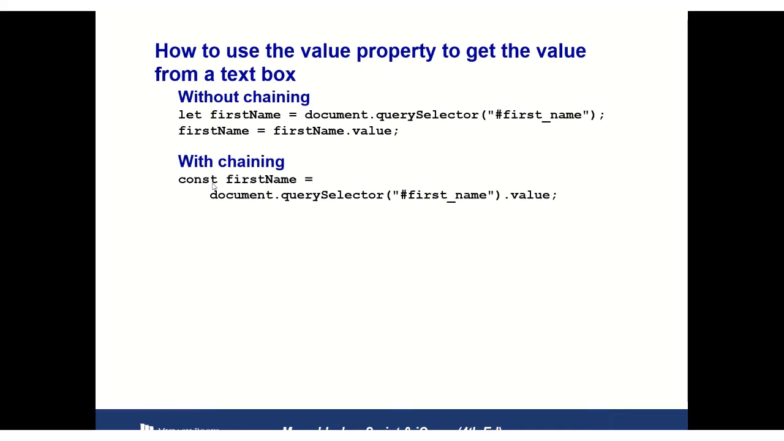So how do you use the value property to get the value from the text box? You get the query selector, referring to the first name ID, and you get the value from there. And if you do some kind of chaining, this above statement can be chained together. So you can do first name equals document query selector dot value. It's pretty apparent: if you don't do the chaining, you could do it in steps, but here you can do the chaining. It is much more straightforward and much more of an inline approach that you can use.